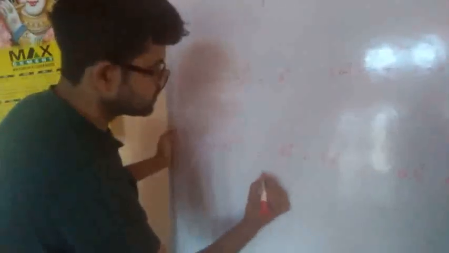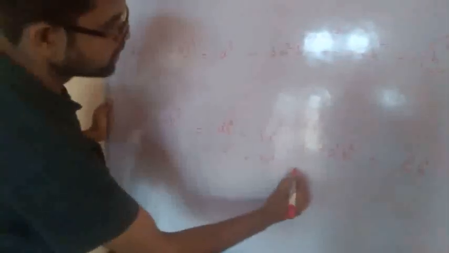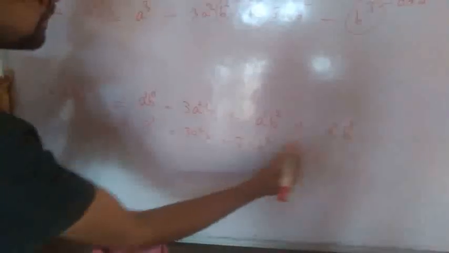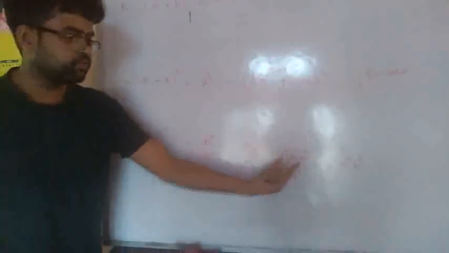And simplify this, you will get the formula: b to the power 0 means 1. So this will give you a cube, this will be thrice a square b, and this is thrice a b square, and this one, a to the power 0 means 1, 1 into b cube is b cube. So is this not the formula? Compare these two, they are the same. And this is the easiest trick to remember the formula.